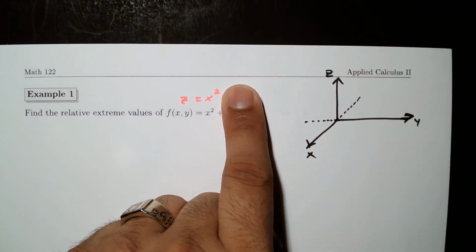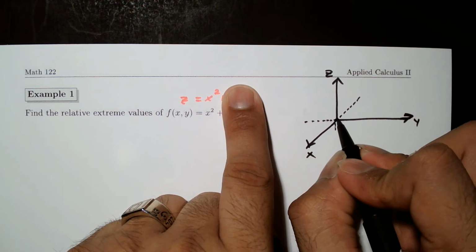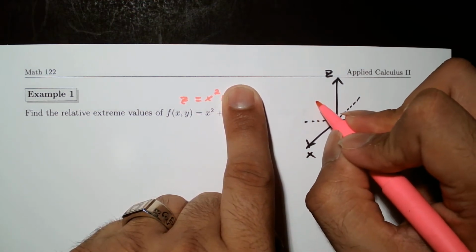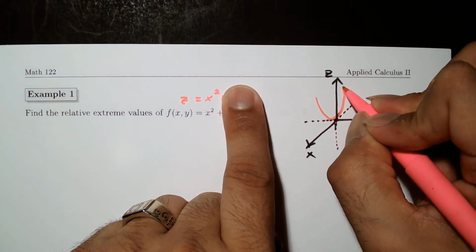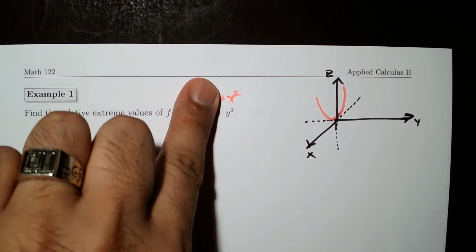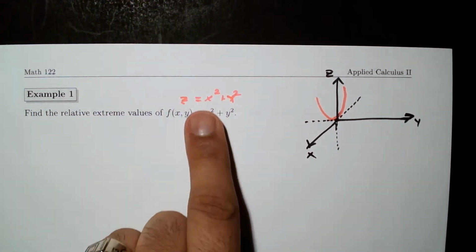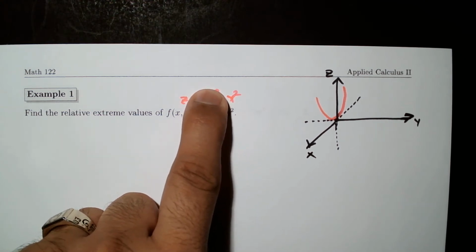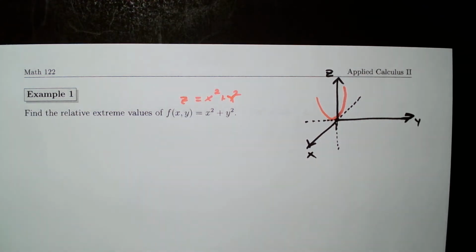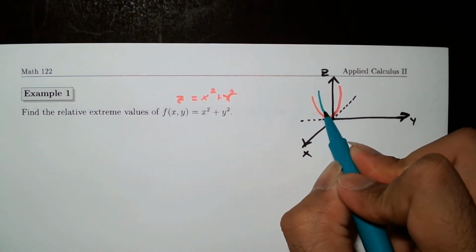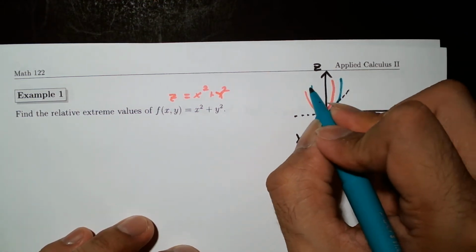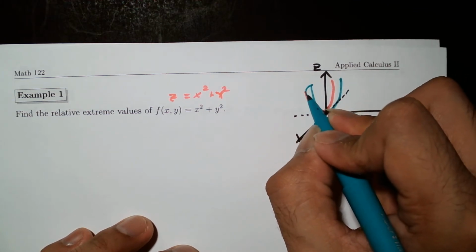And then what are we going to obtain? So we are going to obtain a parabola in the direction of x. Now I'm going to pretend I don't have this x squared. I'm going to have z equals y squared. So now I'm going to draw a parabola in the direction of the y variable. So what are we going to have here?